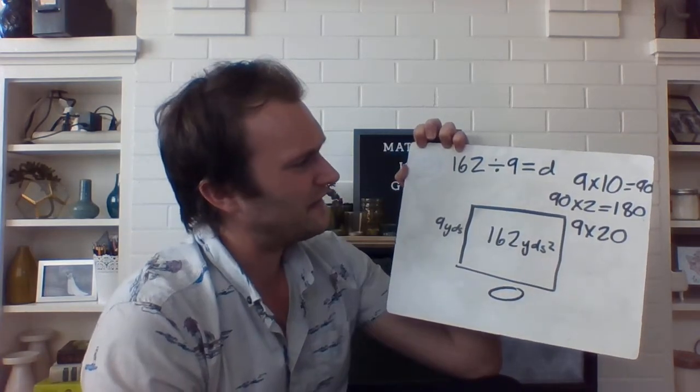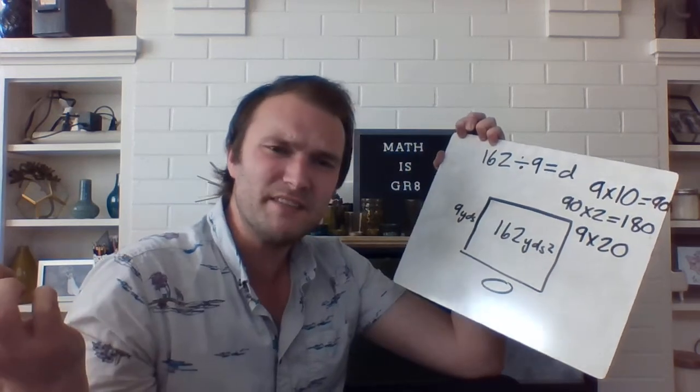But it's not going to get me exactly there. So for my estimate, I'm going to say, well, 19. That'll get me pretty close. I've got 9 groups of 19.